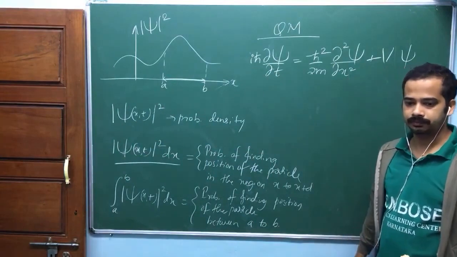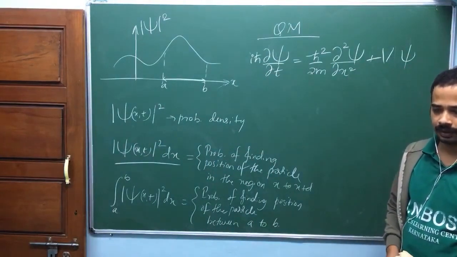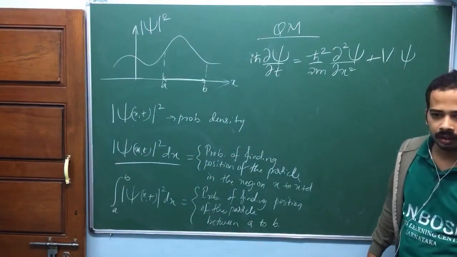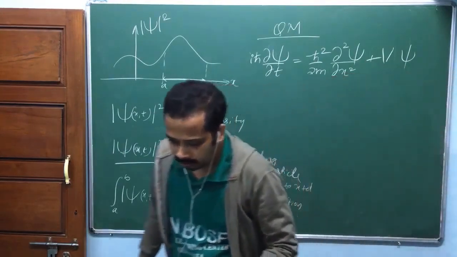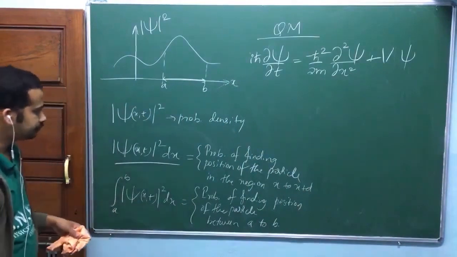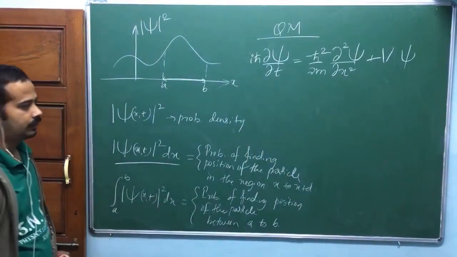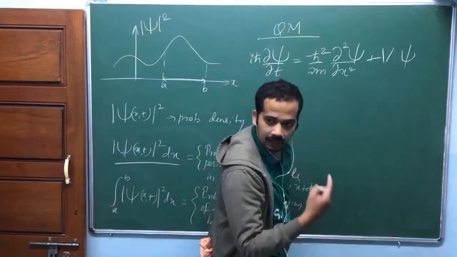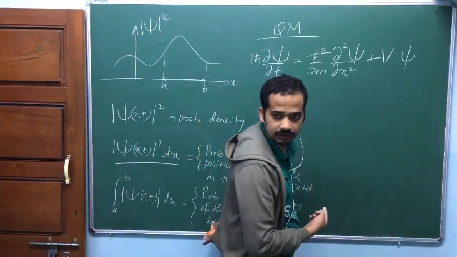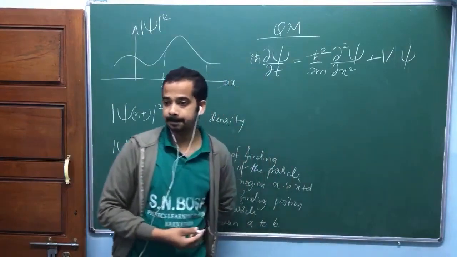Sir, you said that the integral from A to B of psi x squared dx can be greater than 1. How is it possible? Now, what I'm saying is, again, you better read it out. Okay, I'll come to this one later. This is not the concept. I mean, A to B.